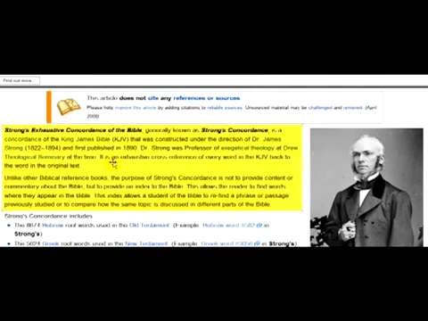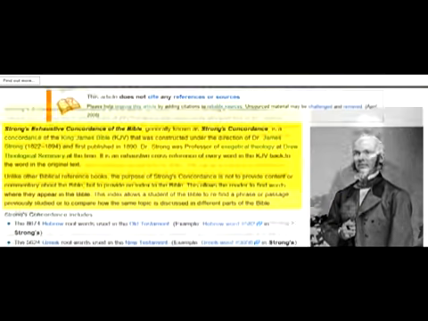At the time, it is an exhaustive cross-reference of every word in the KJV back to the word in the original text. Unlike other biblical reference books, the purpose of Strong's Concordance is not to provide content or commentary about the Bible, but to provide an index to the Bible. This allows the reader to find words where they appear in the Bible. This index allows a student of the Bible to re-find a phrase or passage previously studied, or to compare how the same topic is discussed in different parts of the Bible, right?